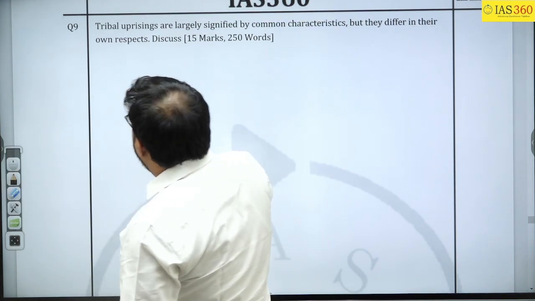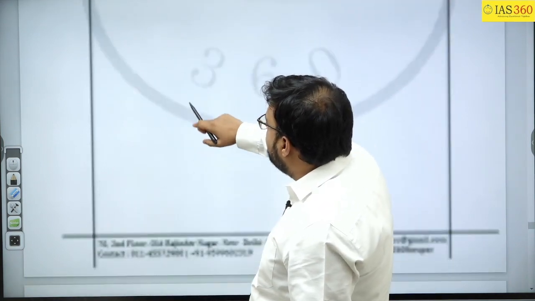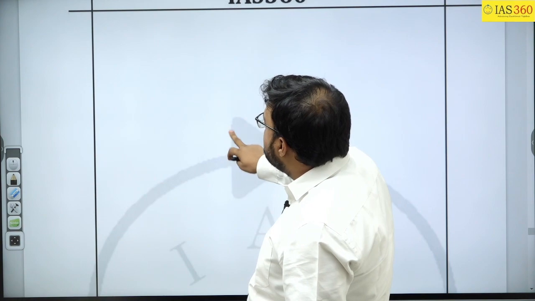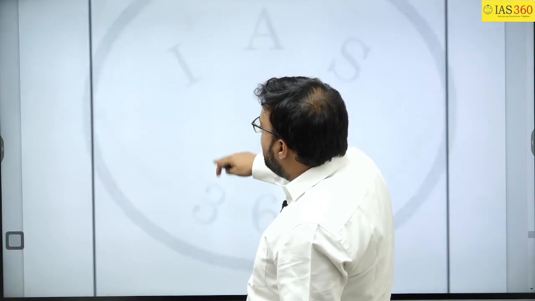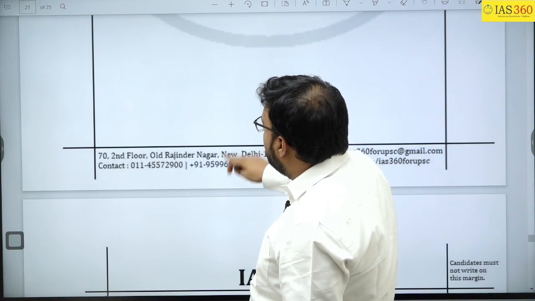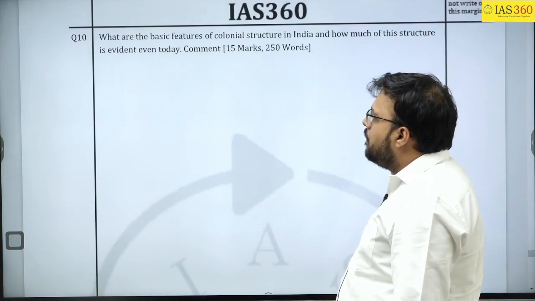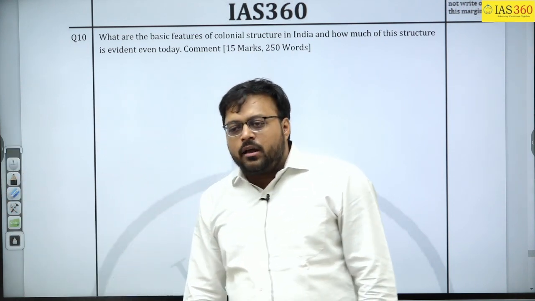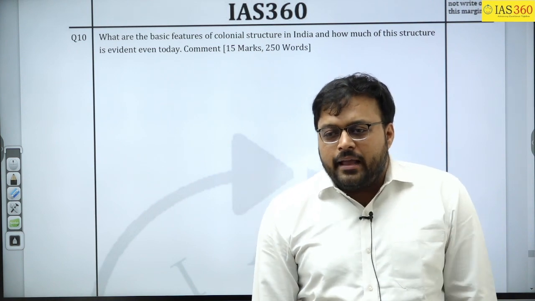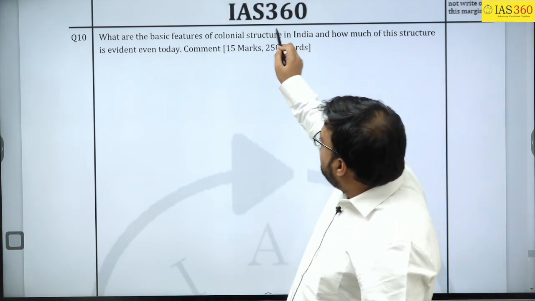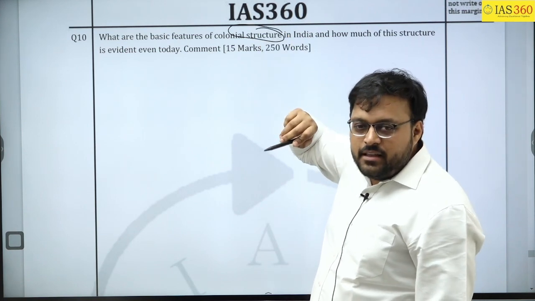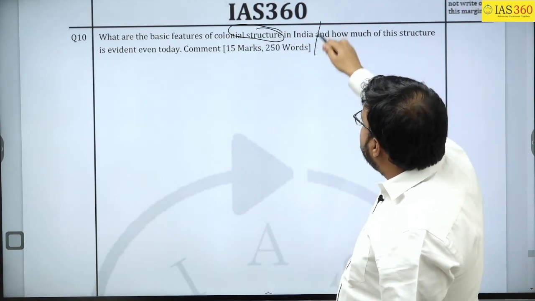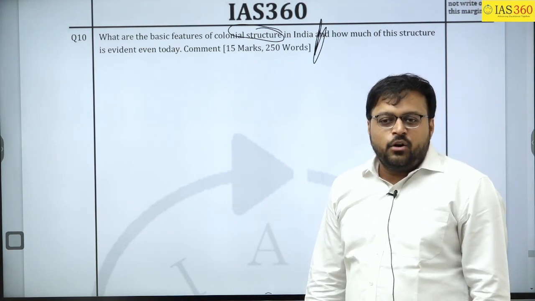So now the next question is on colonial structure. Here again I found that some of the students are talking about Indo-Gothic style, French influence, British influence on the structure. तो बेसिकली this is not about the art and architecture structure, this is about the basic feature of colonial structure in India. So it is not about art and architecture.